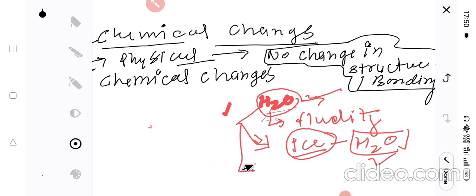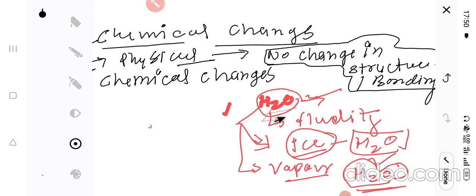Similarly, a third state is vapor. In the vapor state also, water exists as H2O, but in gas phase, not solid or liquid. So these three states, or interconversion of these states, are physical changes, because in all three the molecule is H2O, and there is no change in the structure and bonding of H2O, right? So this is physical change.